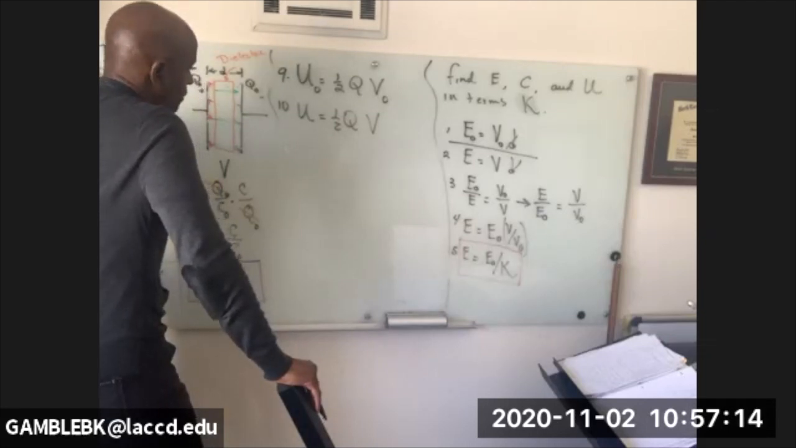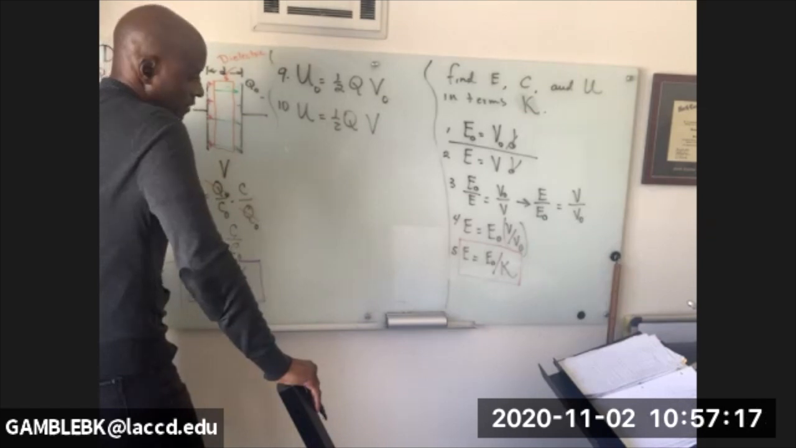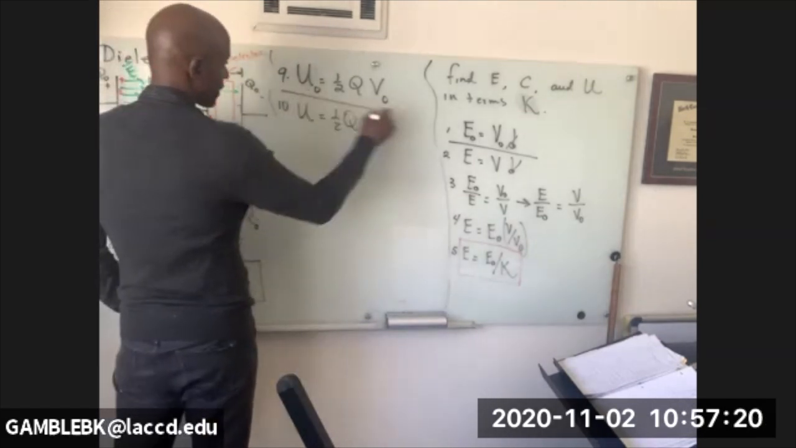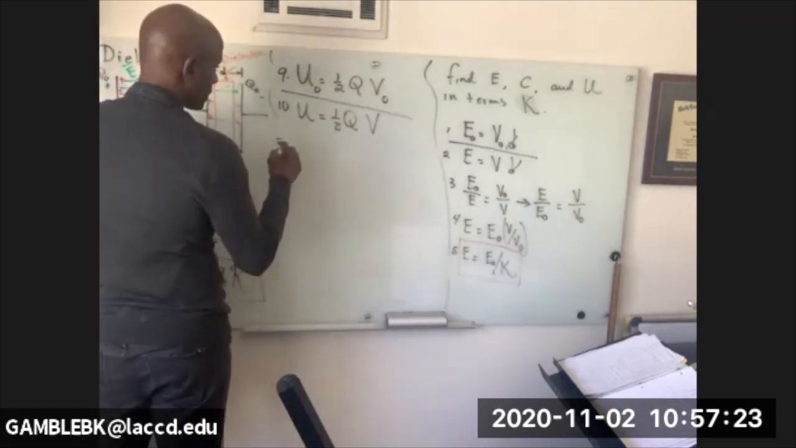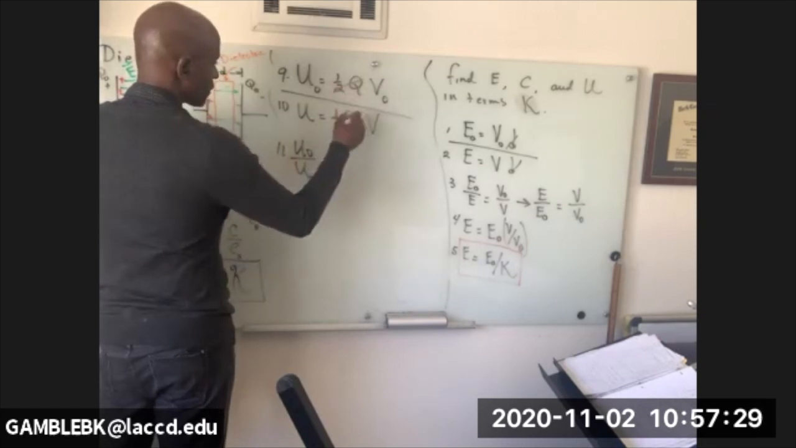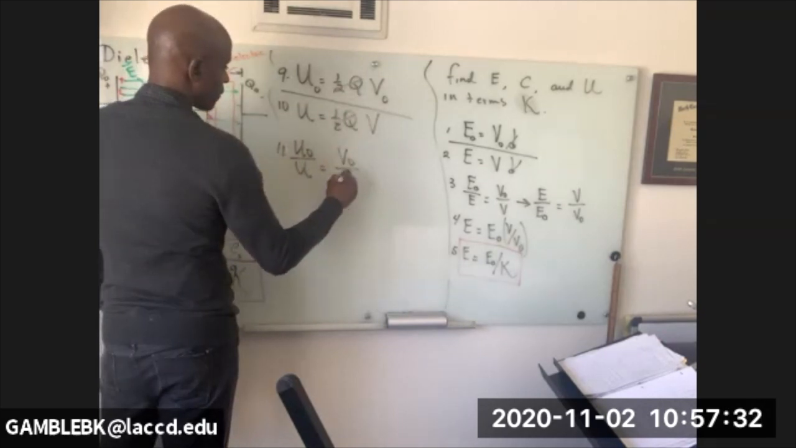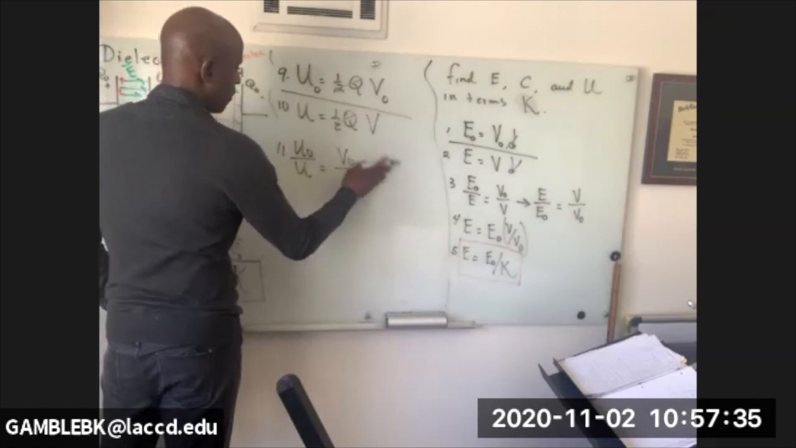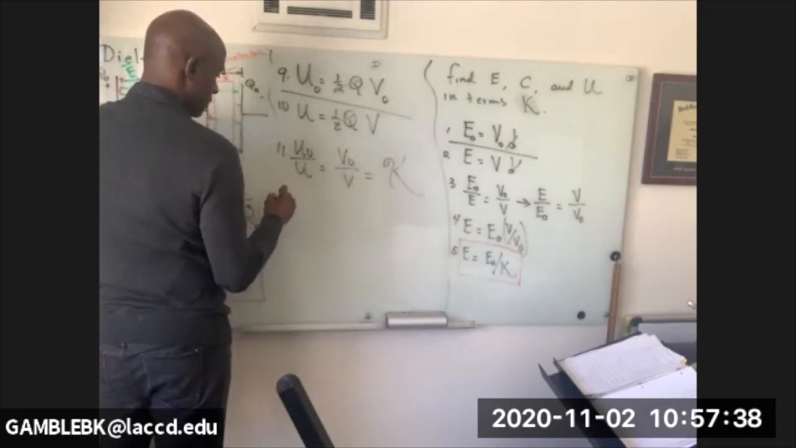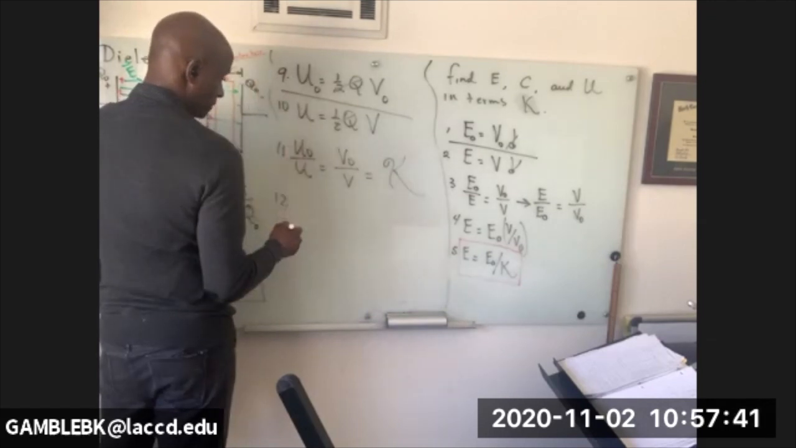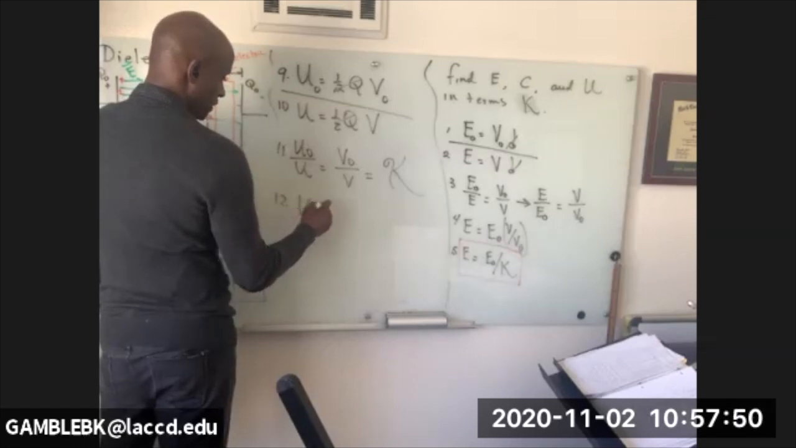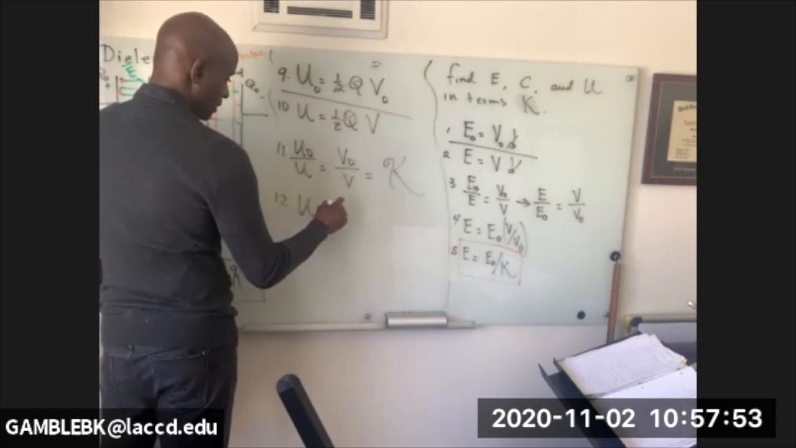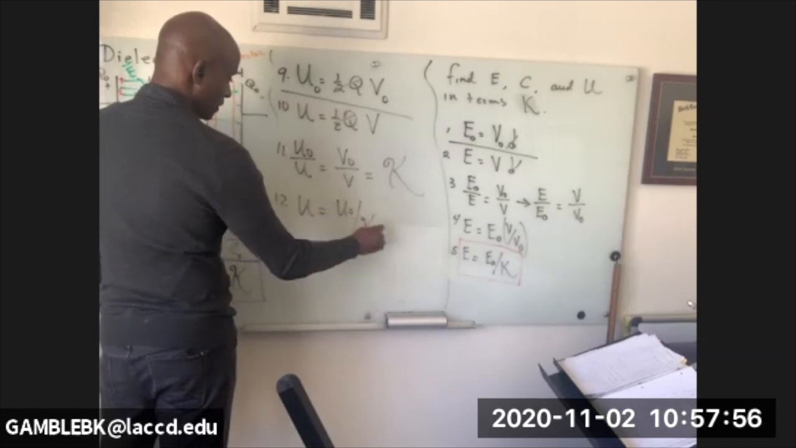I mean, it's a couple ways you can do this. You can still do the energy thing. I just divide the equations. That's, for me, the better one. So U naught over U, the 1/2 Q goes out, so we have V naught over V, which is chi. So U is equal to U naught over chi.